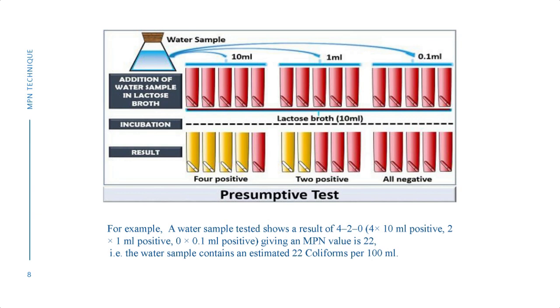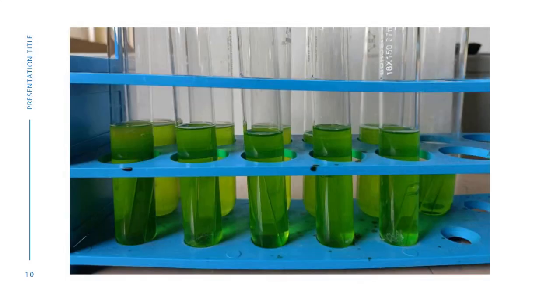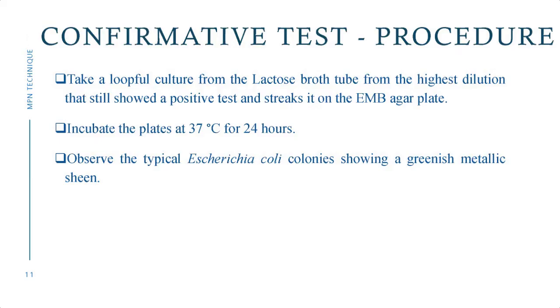Now take the standard chart. This is a standard chart. Check the MPN index for 100 ml. For 420, the MPN value is 22. So, per 100 ml of water sample, 22 coliforms were estimated. This image shows an example of positive tubes of the presumptive test.